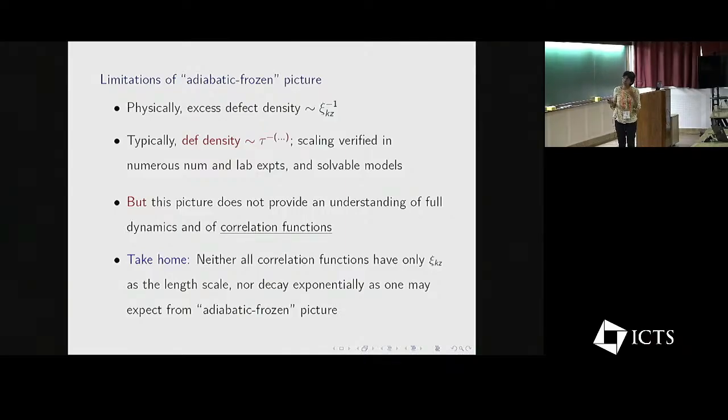But however, this picture of KZ does not provide us an understanding of the full dynamics, because we're thinking that somewhere in between there's a frozen dynamics. And today I'm interested in correlation functions. It turns out certain correlation functions are not fully described by just the KZ length scale. Secondly, you expect that because we're thinking of adiabatic behavior on either side of this frozen regime, it may decay exponentially. That's also not true. So this is the key take-home message, and I will now elaborate on this point.